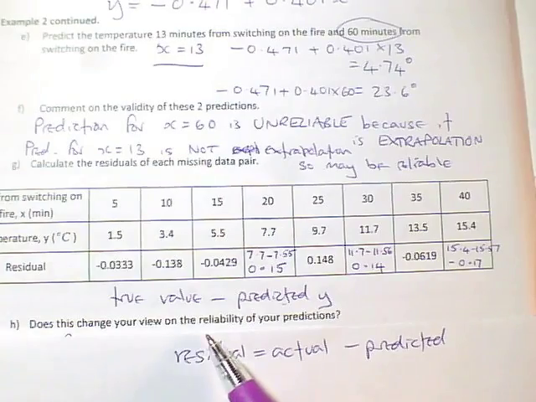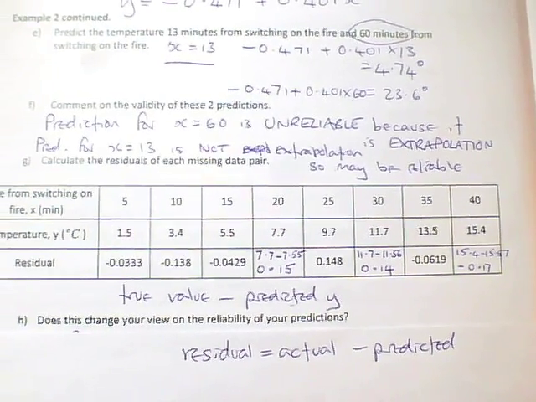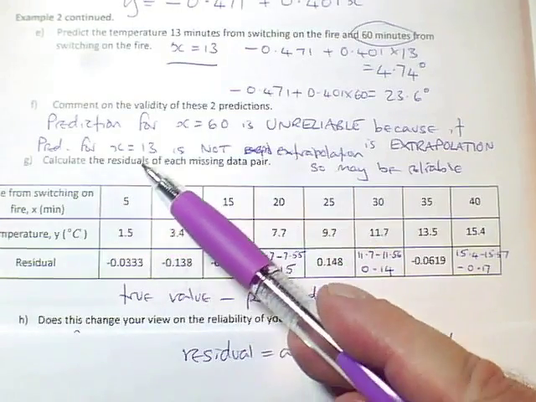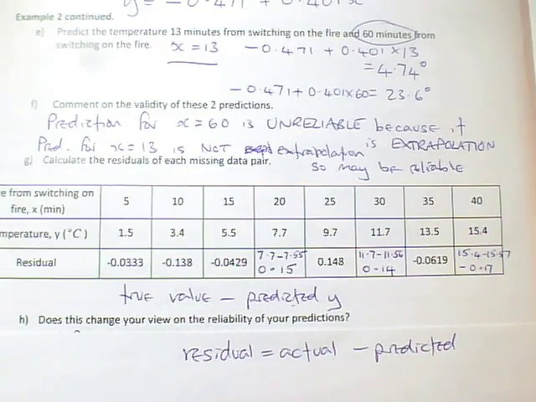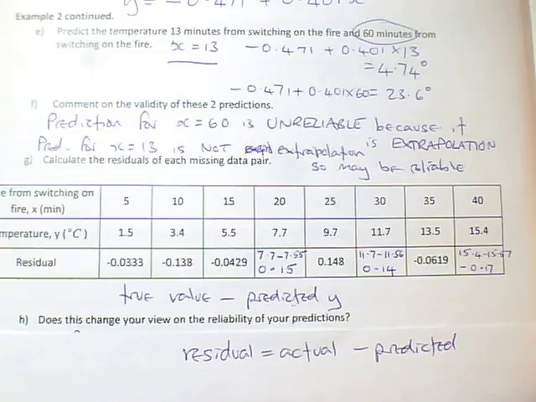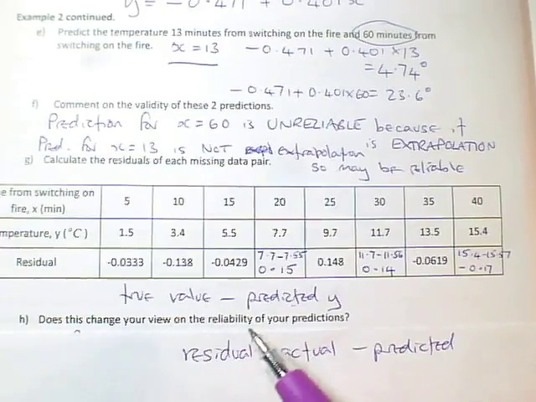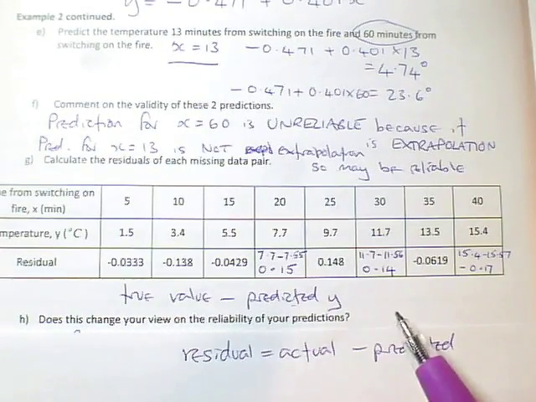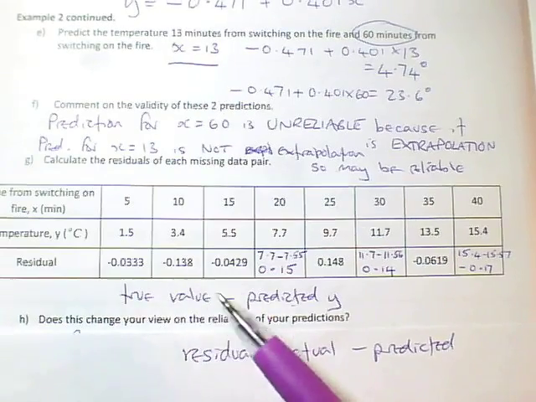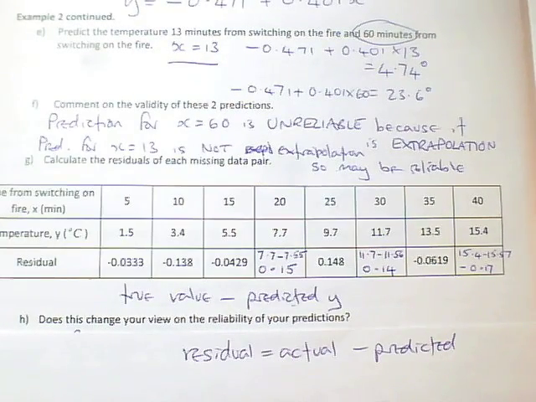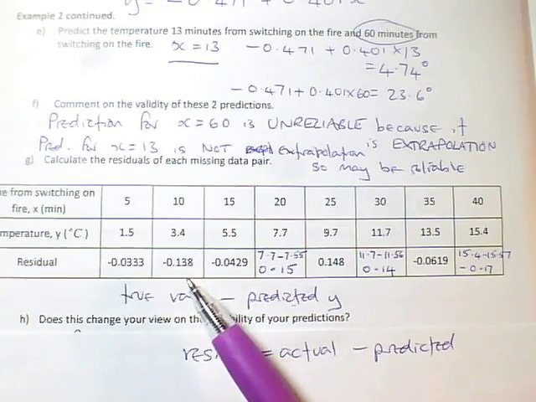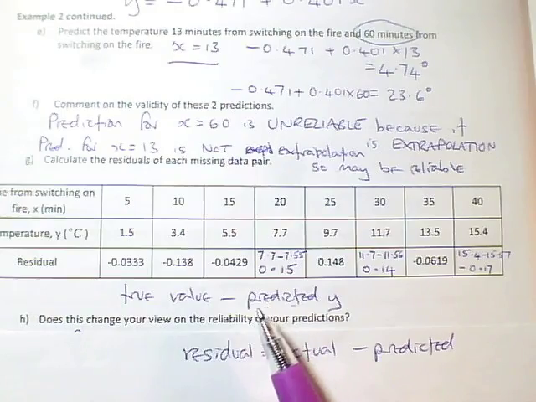It asks us, does this change our view of the reliability of the predictions? Well, we've sort of left it that 13 might be okay, but now we need to decide whether the residuals, which kind of measure the error, are acceptable or not. The guideline is that if the residuals are within 15% of the true values, that's not too bad. So I need to look at the residuals, and I need to pick one that I think is pretty much the worst case in terms of percentage error. I don't really mind whether they're positive or negative. They're telling me the size of the gap between the true value and the predicted value.